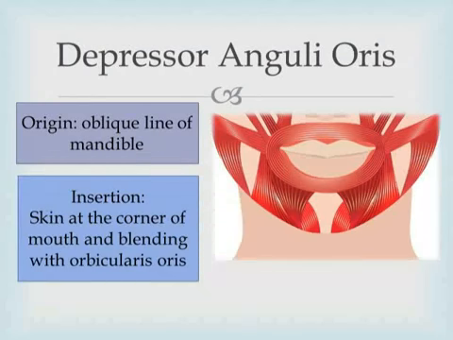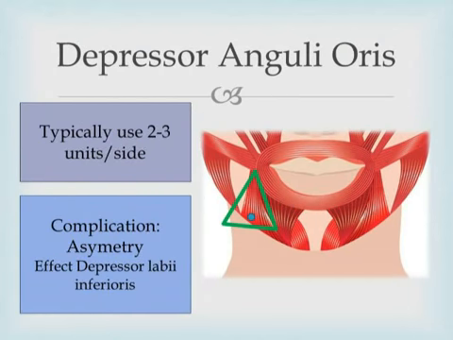DAO, the depressor anguli oris, is the triangular muscle. Previously, they taught you to inject close to the corner of the mouth, but why inject like that? Because the top part of the DAO is a small band of muscle. Instead of doing that, inject into the lower part, where you have the wider band of muscle, which is much safer.